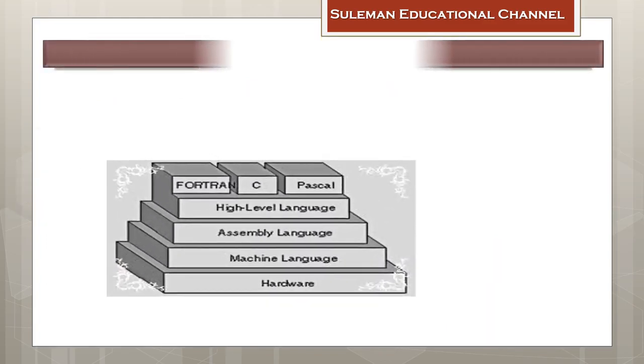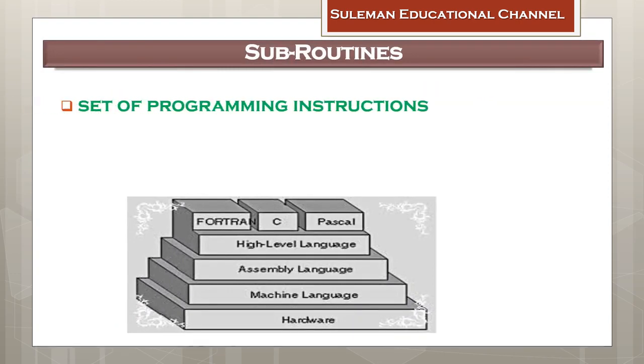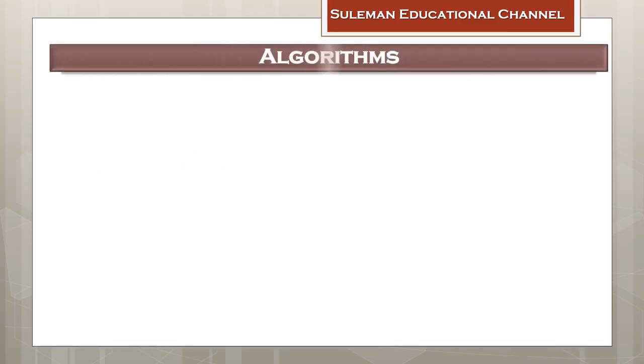Now in this part we will discuss subroutine. A subroutine is a set of programming instructions for a given task that forms a subsystem, not the whole system. Subroutines written in a high-level language are called procedures or functions depending on how they are used. As we have mentioned earlier, the square function, in some programming languages, might be called a procedure. Now we will discuss what an algorithm is.